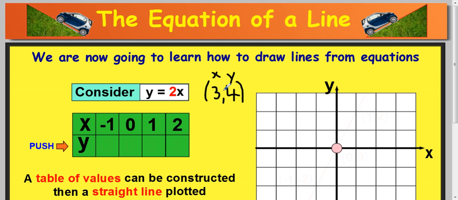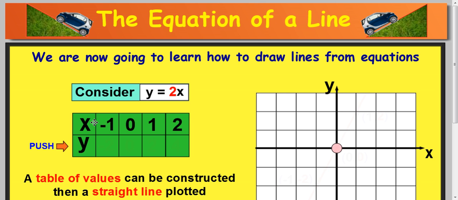Now if we can generate some coordinates, we can draw a straight line through them, and we use this equation here to generate the coordinates. The other thing you'll notice is this table. This is called a table of values. And in order to generate the coordinates, we need to pick some random x values. Now the x values can be absolutely anything you like.